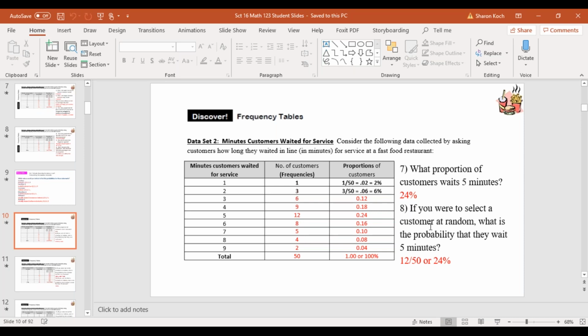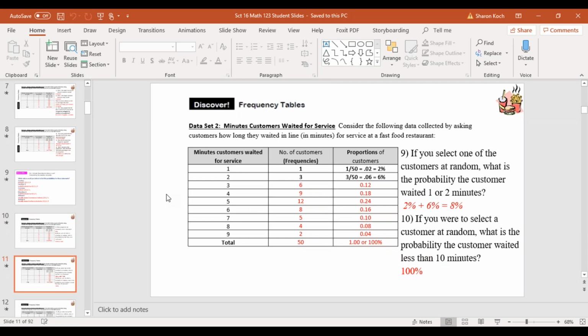Okay, now, if you were to select a customer at random, so when we say at random, just think of people's names in a hat. What is the probability that they waited 5 minutes? Well, that's 12 out of 50 or 24%. So remember, when they say at random, always think random means I'm just picking randomly, like names out of a hat, because that's going to come into play a little more.